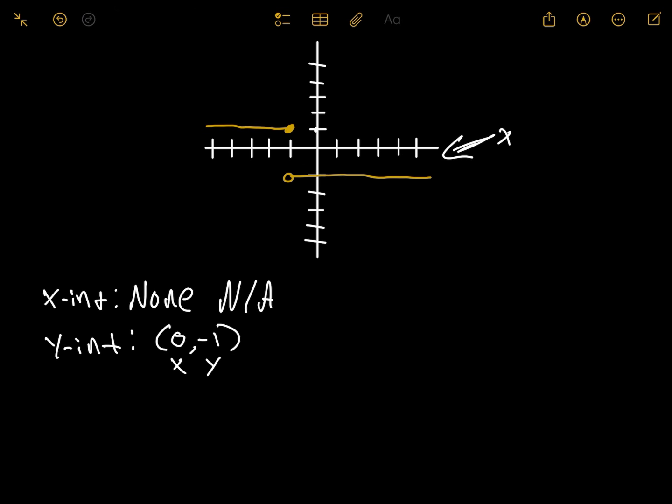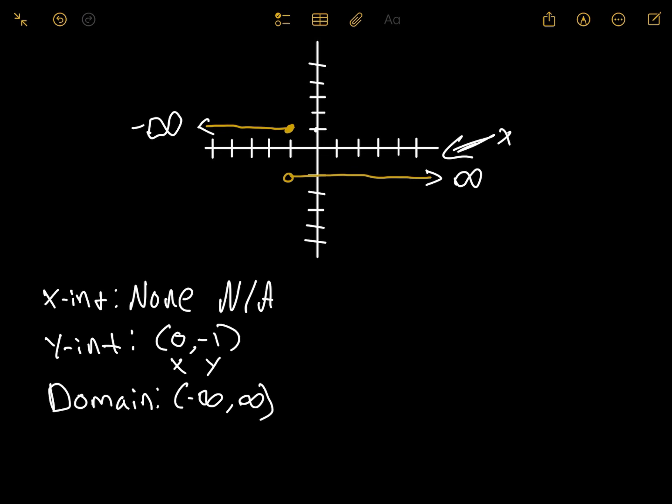Now let's find the domain. When you're finding out the domain, you only have to think about everything going horizontally. We could see that this is continuous as well as this. There are no limitations. So this would mean that x goes all the way to negative infinity, and on the right side it goes all the way to infinity, meaning the domain of this graph is negative infinity, comma, infinity.